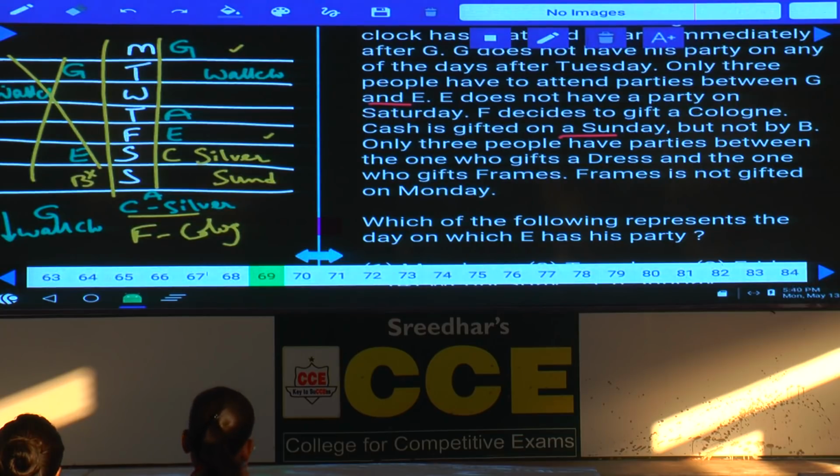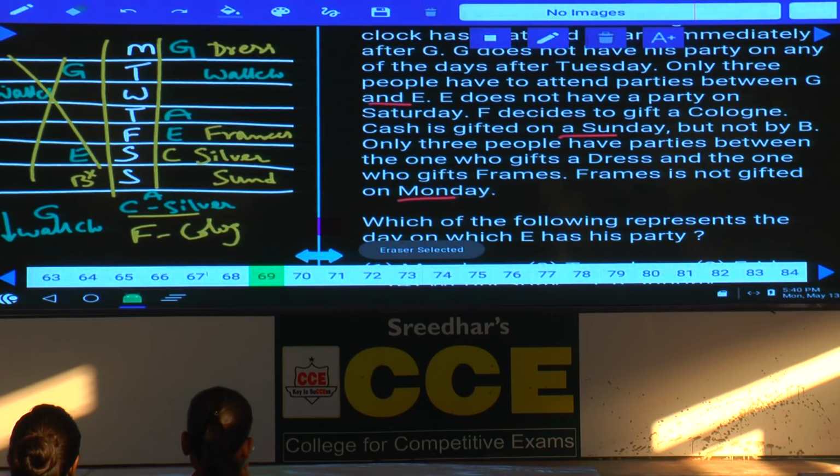And frames is not gifted on Monday. As frames is not gifted on Monday, frames must be on Friday. If frames is Friday, then on Monday it must be dress, isn't it? Dress is on Monday. Then what else is left over here? F and colon. Now this F must be on Wednesday and colon.